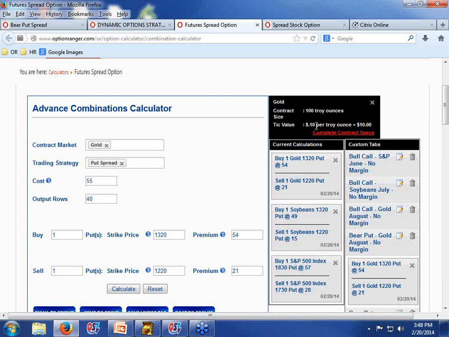We know it's got a tick value of 10 cents per tick, which is $10. 10 cents times 100 is $10. So it's 10 cents times 100 ounces. Every penny move is $10. This is on the options. And as you can see, now let's go ahead.